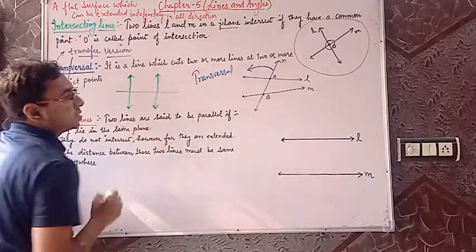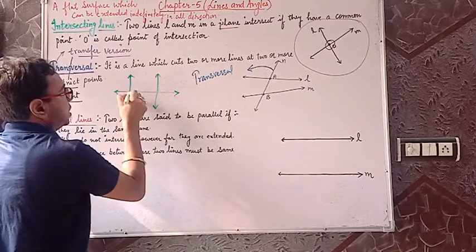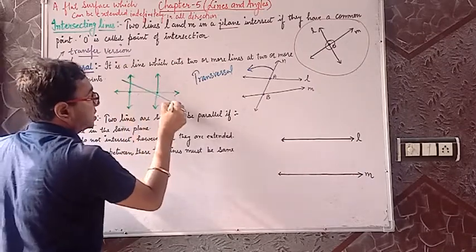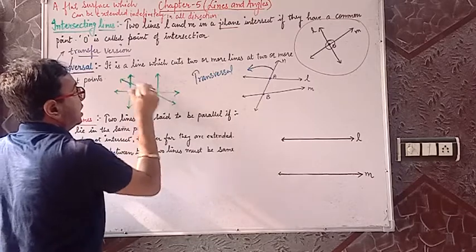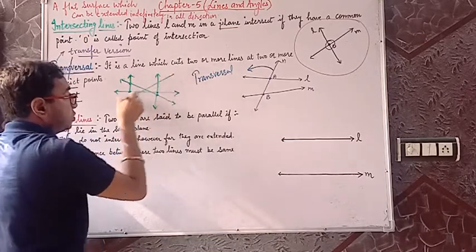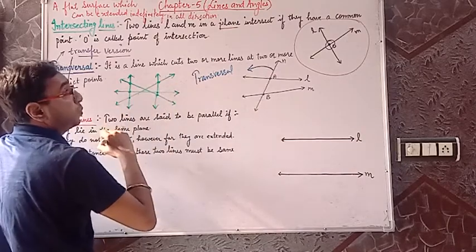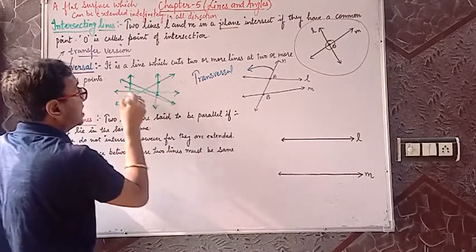This is a transversal. Yes or no? Because it is cutting a line in two. Now tell me, this is also a transversal. Again it is cutting a line in two different points. This is also a transversal because again it is cutting this line in two different points. So this is also a transversal.